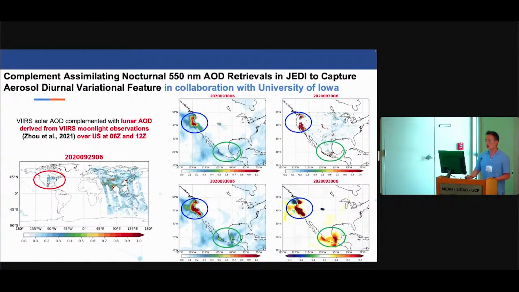And also, most AOD assimilation systems assimilate daytime AOD. This can be a problem, especially for a global AOD assimilation system. For example, the resulting analysis may not be able to better capture aerosol diurnal variation features because of missing nighttime AOD retrievals. To improve on this, we're going to collaborate with the University of Iowa to assimilate lunar nighttime AOD derived from moonlight observations. And our preliminary results show that assimilating complementary nighttime AOD provides additional information.